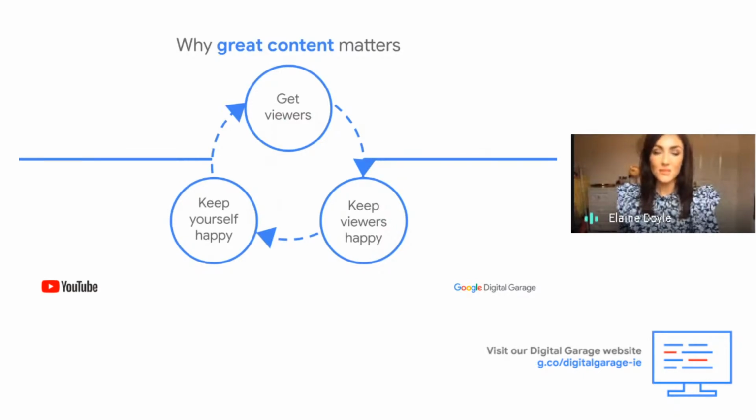Great content keeps viewers happy. We watch things that we enjoy, and happy viewers keep coming back. They become part of your online community and even advocates for your brand. Great content keeps you happy. Making content is fun and rewarding. Be authentic to who you are and what you enjoy. Enthusiasm is infectious. If you are enjoying what you do, viewers will be drawn to that, and so the cycle continues.